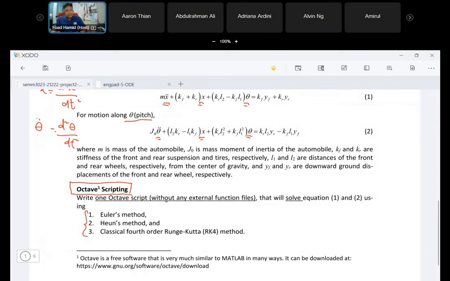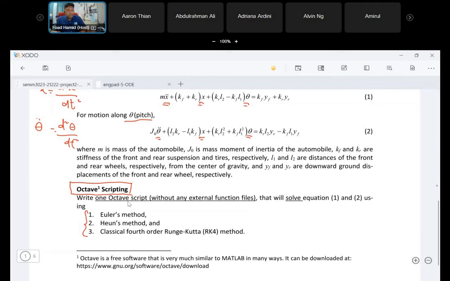Alright, so this is the thing. Please use Octave. The latest Octave version is 7.1.0, and it is free to download. So use Octave, and this is what I want.